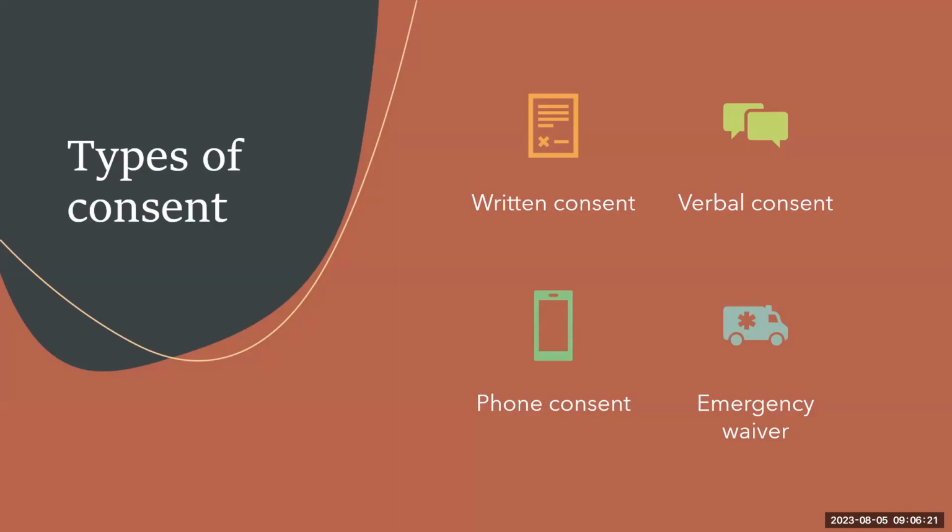But if there's a time crunch, then we sometimes do phone consent. And the last part is emergency waiver. So in case of an absolute emergency, if the patient is having a life-threatening condition that if you don't intervene, the patient will die, then sometimes you can waive the consent and just perform the procedure and then come back to the patient and/or the family to obtain the consent later, or just explain what you did later.